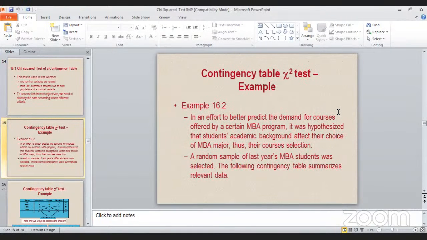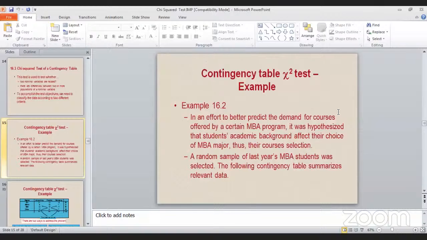So now here we have an example. The example here is related to an effort to better predict the demand for courses offered by a certain MBA program. It was hypothesized that the students' academic background affects their choices of MBA majors, thus their course selection. So this is education-related research, by an MBA program offering institution.